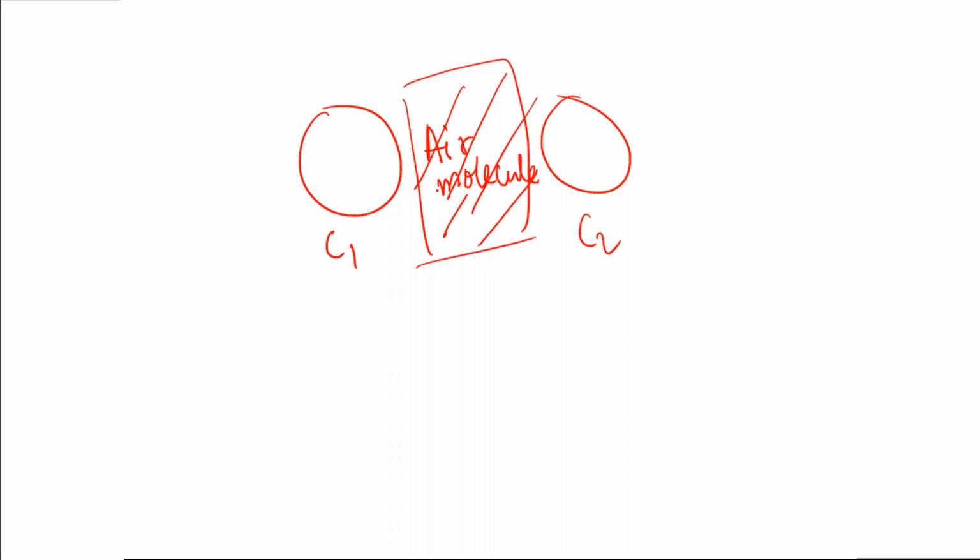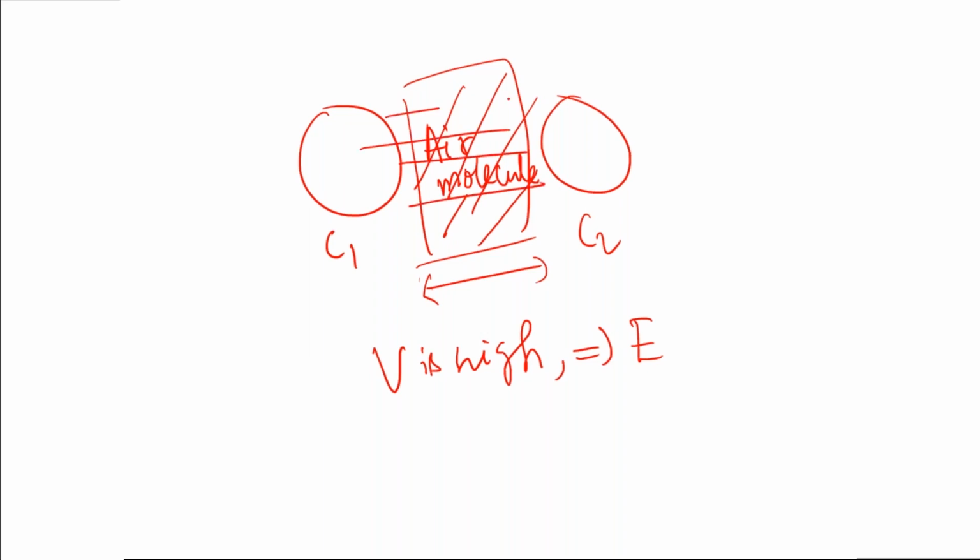Now, if my potential difference across this is very, very high, that means what? If V is high, then what will happen? This implies that your electric field across this will also be very, very high.